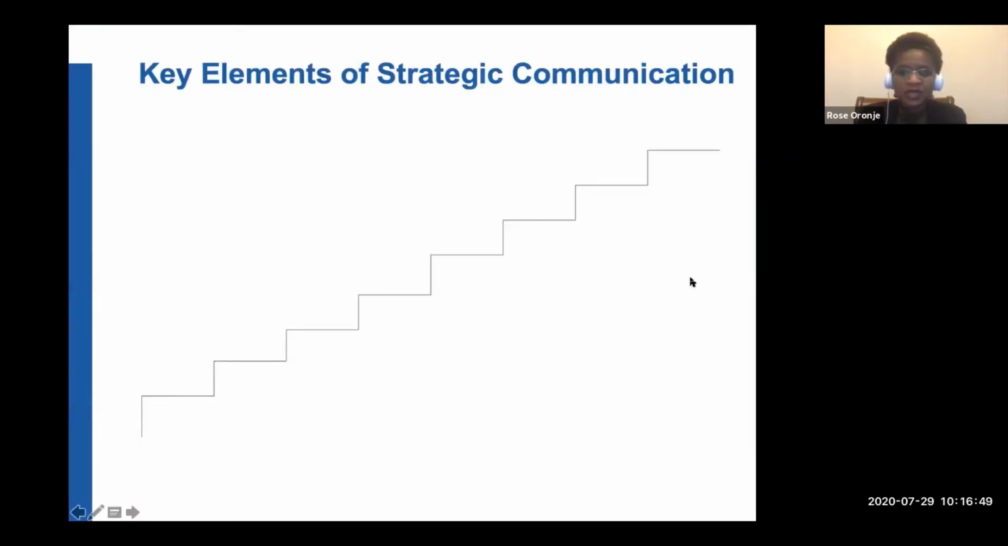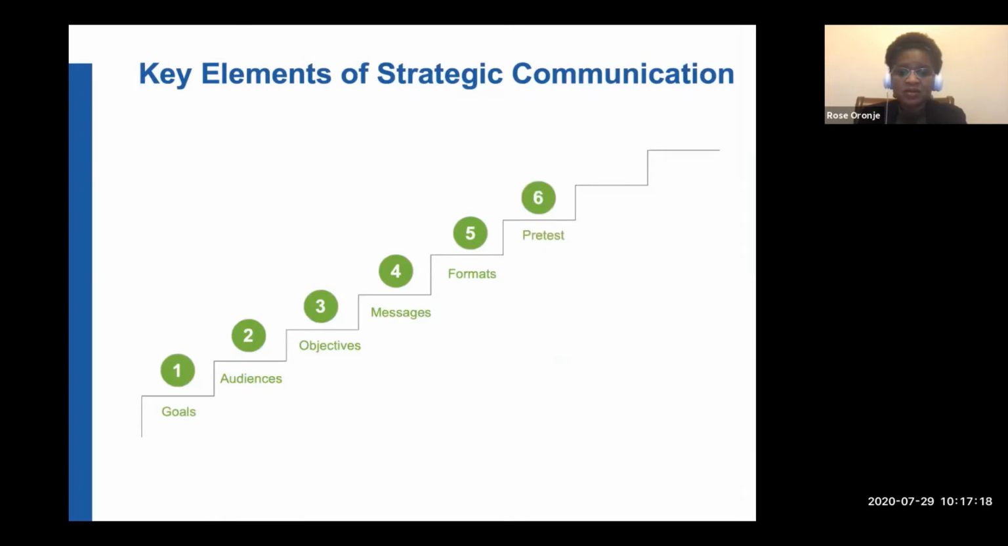I'll highlight some of the key elements of strategic communications. The first one is having a clear goal of why you are communicating. I will get into a bit more detail on that. The second one is being clear on the audiences you need to engage in order to realize your goal. The third one is having clear communications objectives. What do you want your communications to achieve? The fourth one is messages. The fifth one is formats. The sixth one is pre-testing your messages, implementing them, and of course, evaluating.